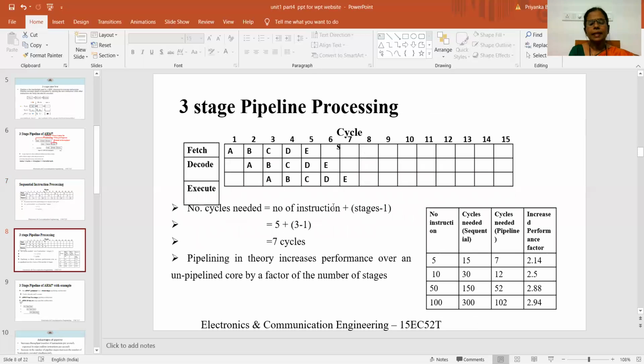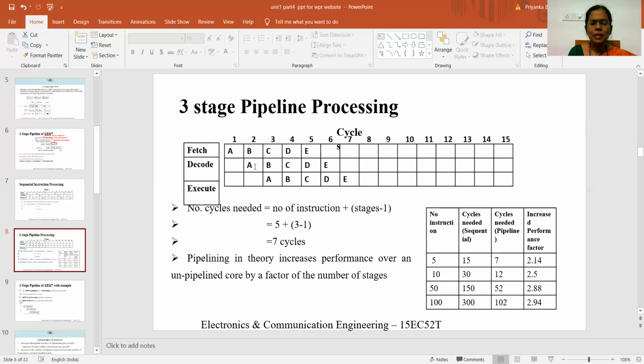So let us study the same 5 instructions, how they are executed in a 3-stage pipelining process. Let us begin our pipelining process now. In cycle 1, instruction A is fetched. We know that in pipelining we can fetch and decode simultaneously, which we have studied already. In the second cycle, instruction B is fetched, and instruction A is decoded.